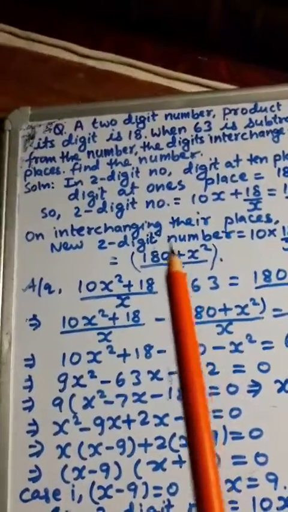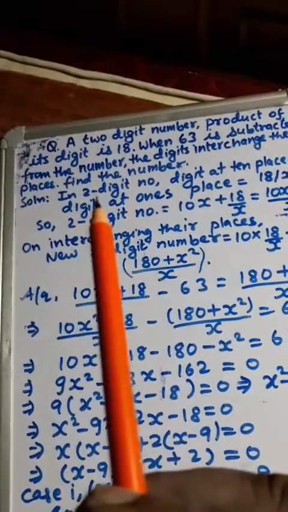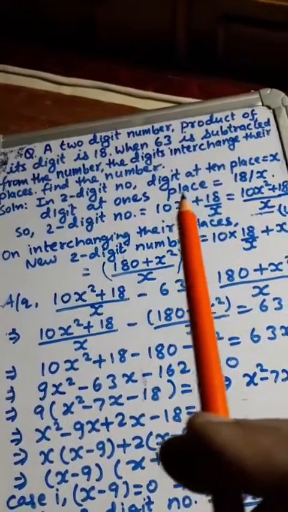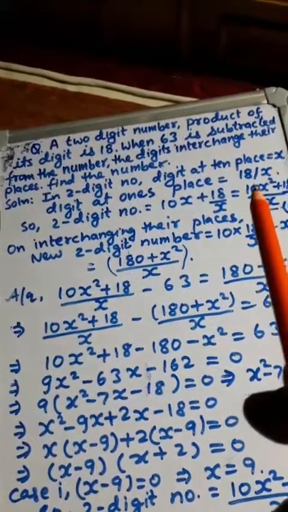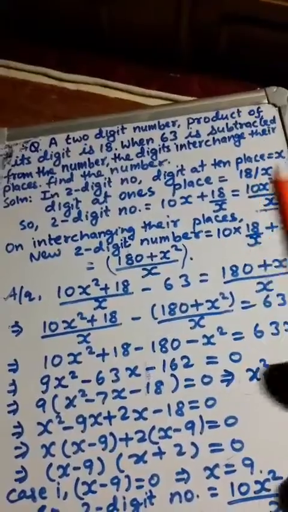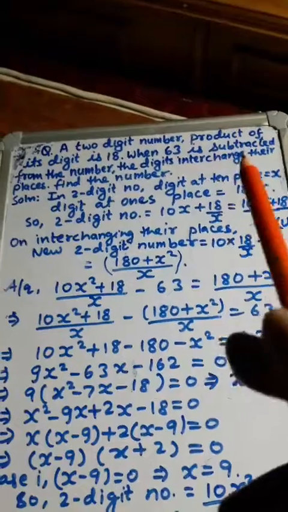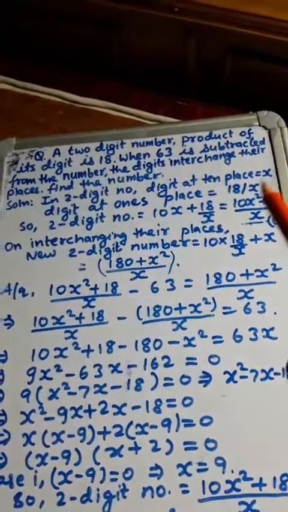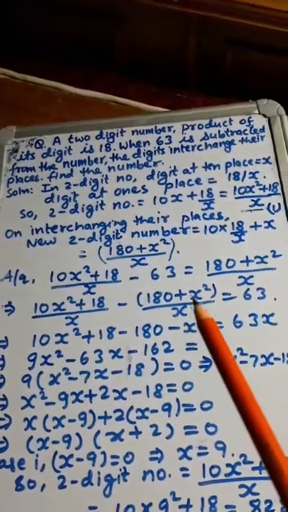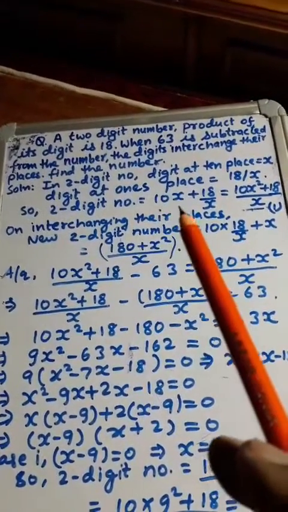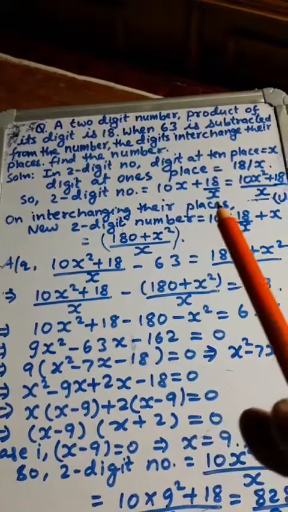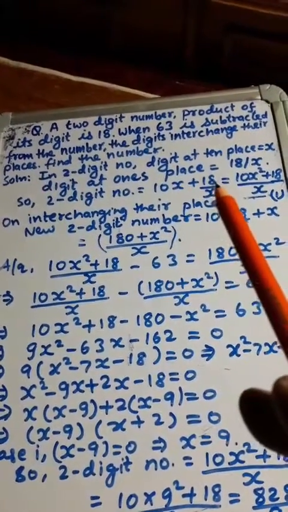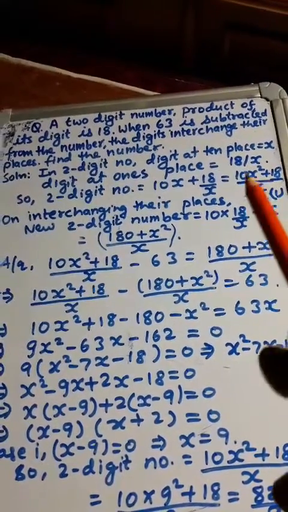So how could I write this one? First we write: in the two digit number, let the digit at tens place be x. The digit at ones place is 18 by x, because when you multiply these, 18 will come. So what is the question saying? In a two digit number, the product of digits is 18. So when you take the product, 18 is coming. Now what is the two digit number? 10 into tens place plus ones place: 10x plus 18 by x. Take the LCM: 10x square plus 18 by x. It is the original two digit number.